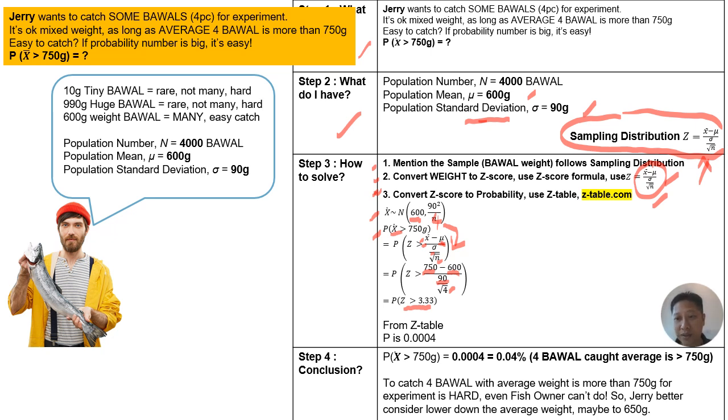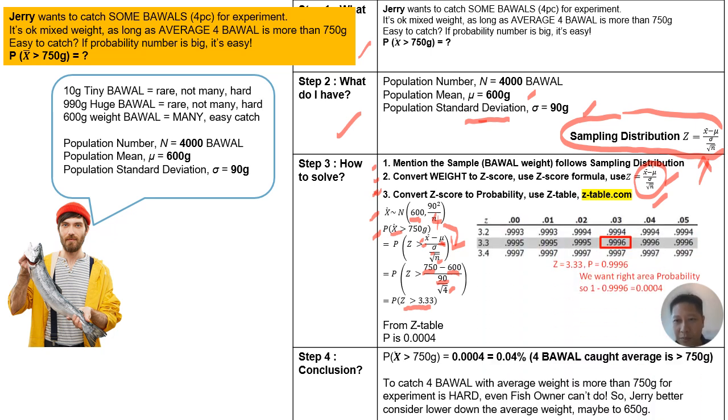Again, we want to use the z table to convert to the probability number. From the z table, we want the z 3.33 intersect at this red box here. So this red box means the probability from left to right, a huge area there. What we want is the tiny right to right area. So we take 1 minus 0.9996. What we get is our P is 0.0004. Very small number.